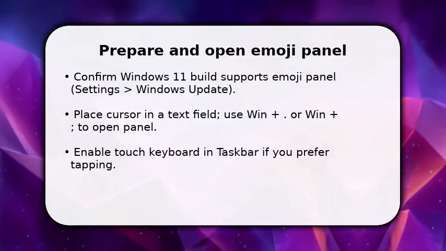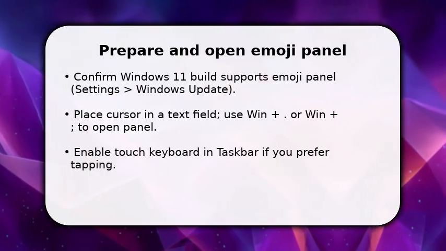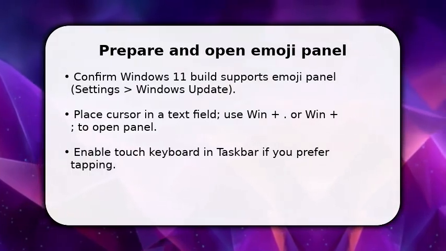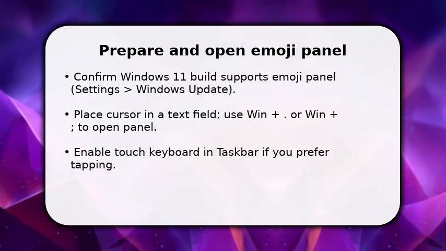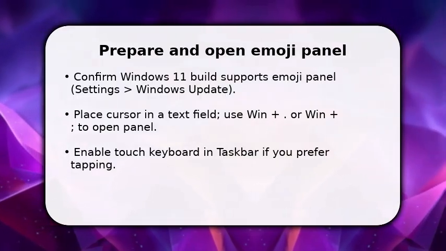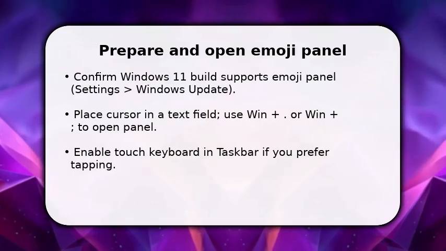If you prefer tapping, right-click the taskbar, enable Touch Keyboard, and tap its icon. Make sure to sign into your account if emoji or GIF require cloud features. This avoids missing categories and keeps the panel responsive.